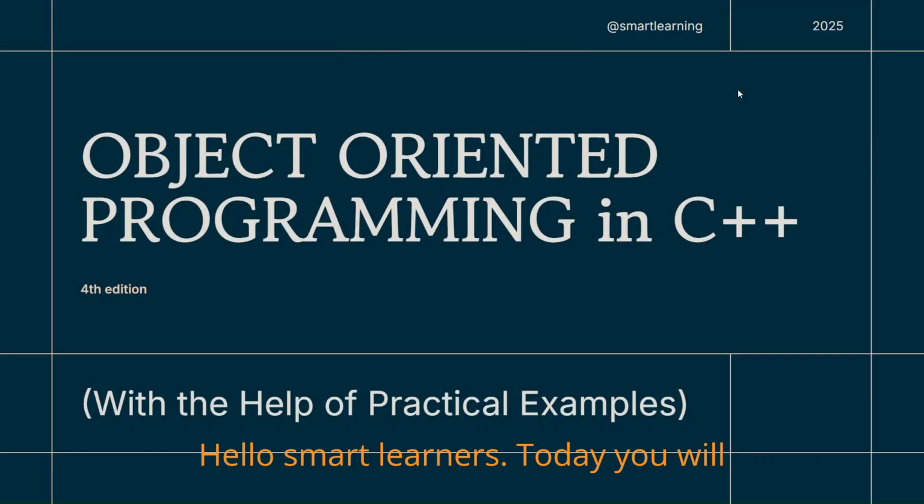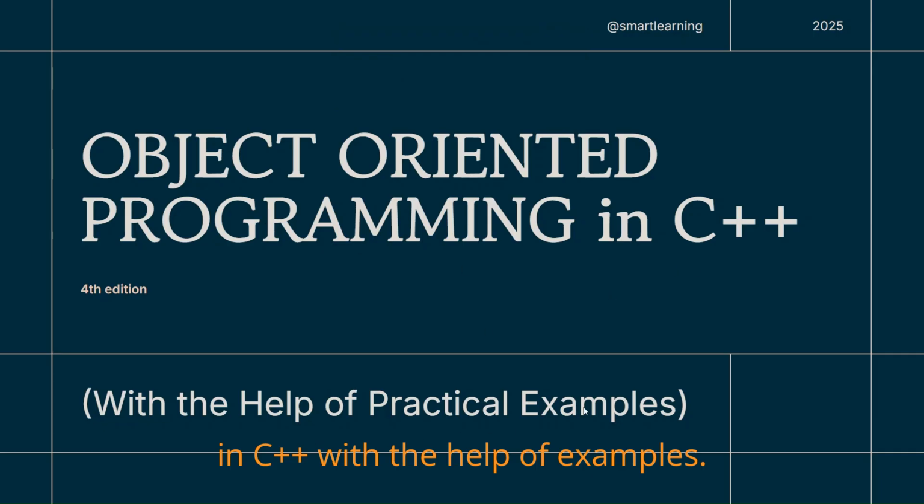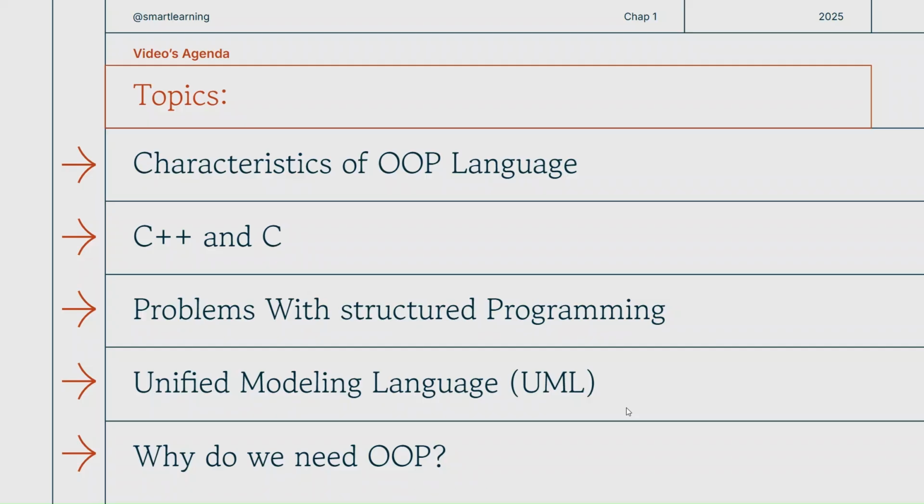Well, smart learners, today you will learn about object-oriented programming in C++ with the help of examples. So in this video, we are going to discuss characteristics of OOP language, C++ and C, problems with structured programming, unified modeling language, which is known as UML, and why do we need OOP?